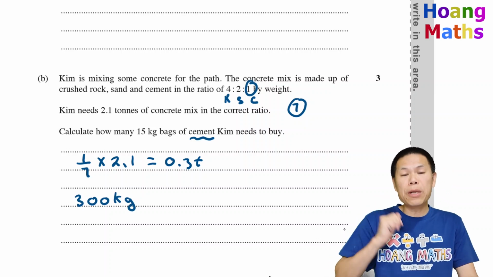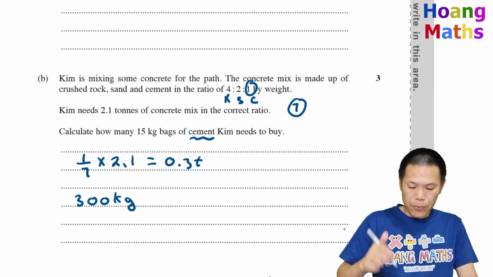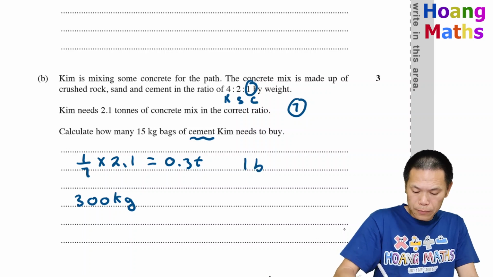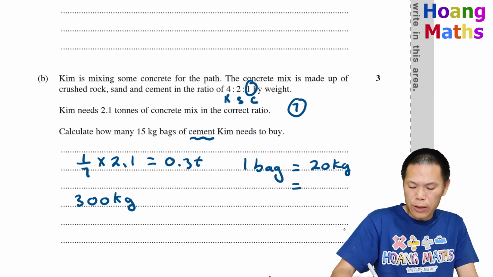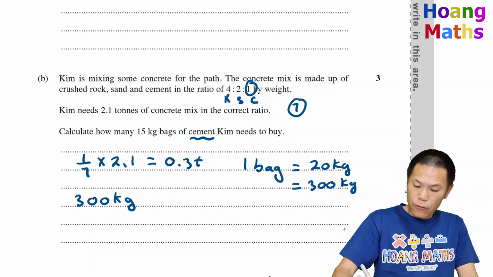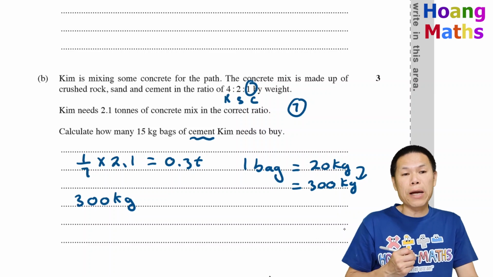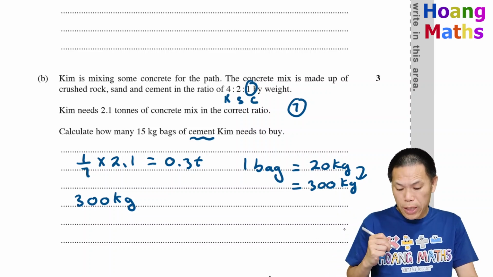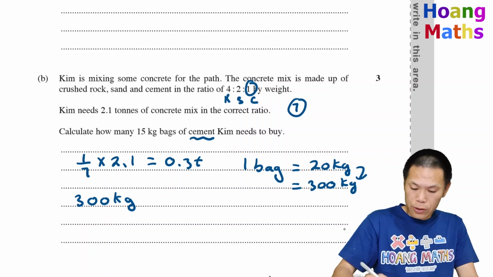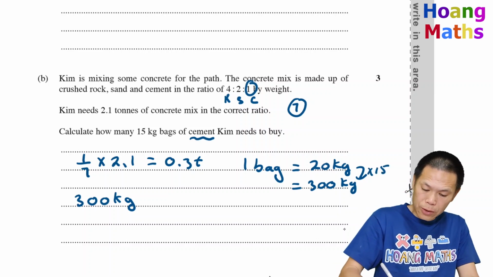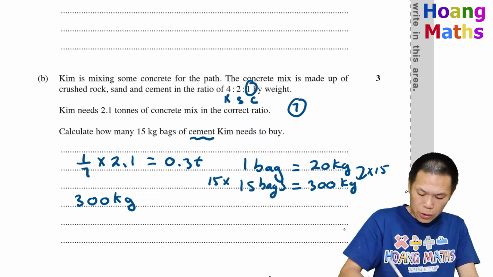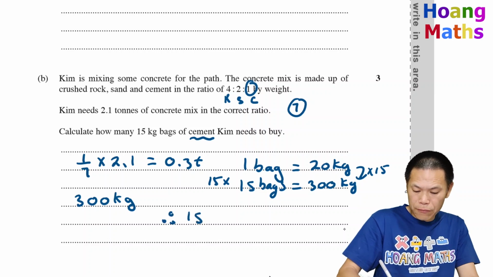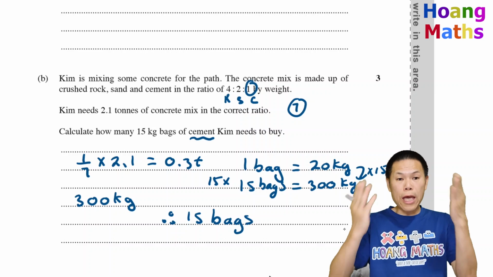Now we need to work out how many 15 kilogram bags go in there. So in other words, one bag is 15 kilograms. So now we need 300 kilograms. So from here to here, we just go 300 divided by 15, so 20, right? So from here to here, we times by 20. So 1 times 20 is 20. So therefore, 20 bags. So there you go.